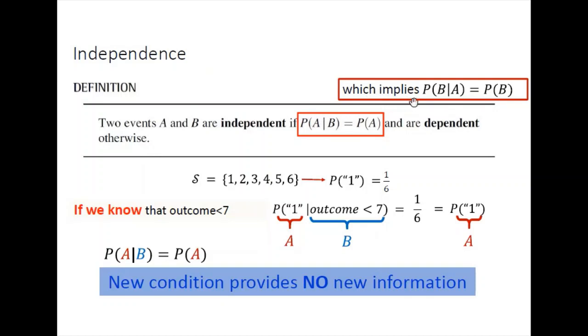And also, this implies that the probability of B given that A has happened is equal to the probability of B. So if A doesn't have any impact on B, it means B also doesn't have any impact on A. So you can see again here the probability of A given that B is equal to the probability of A. So the new condition provides no new information, because we already know that all the outcomes are less than 7.